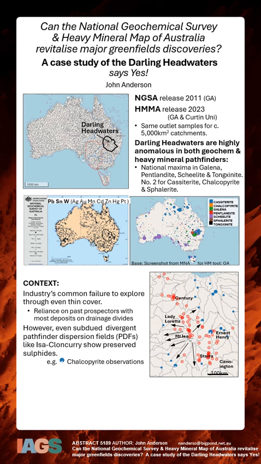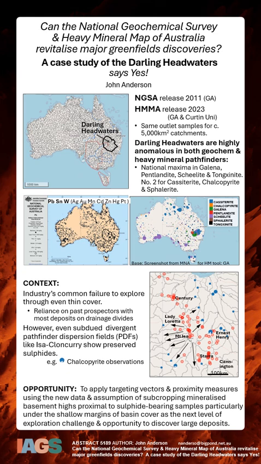So why do the Darling Headwaters have enhanced heavy mineral signatures? Do the widespread sulfides in the heavy mineral samples indicate opportunities for proximal subcropping deposits not detected by early prospectors on the shallow margins of basin cover, as in the Upper Darling? It was time to find out.